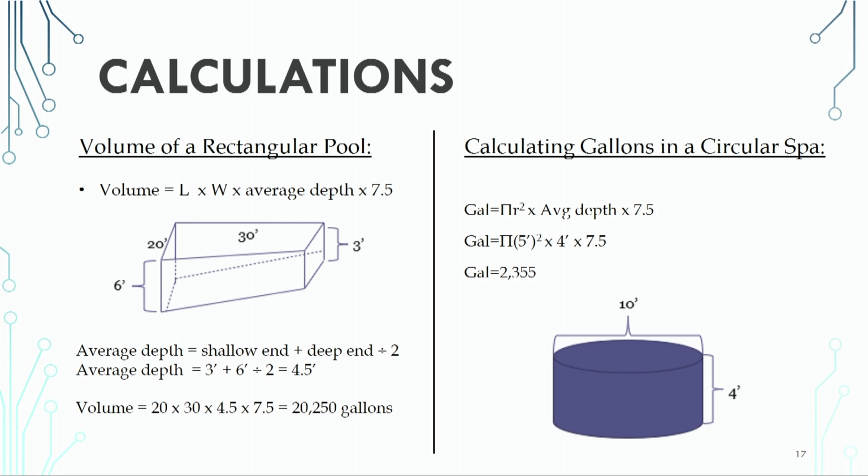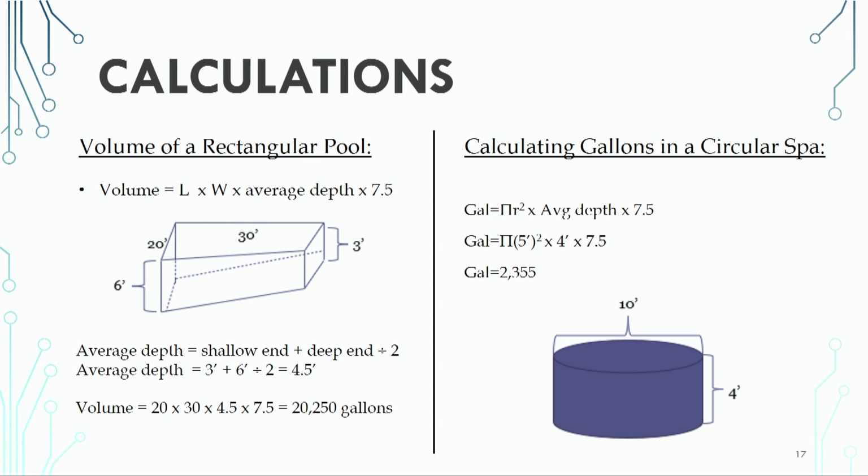So you get 6. 3 plus 6 is 9. Divide that by 2, you get 4.5 feet. So then you take your volume equation, which is the length of 20, your width of 30, and then your 4.5 was your average depth, and then you times that by 7.5, and then you get your 20,250 gallons for that rectangular pool.